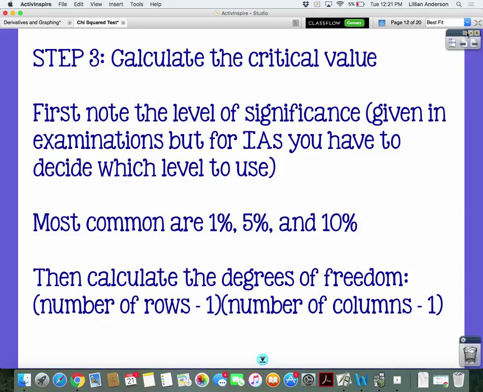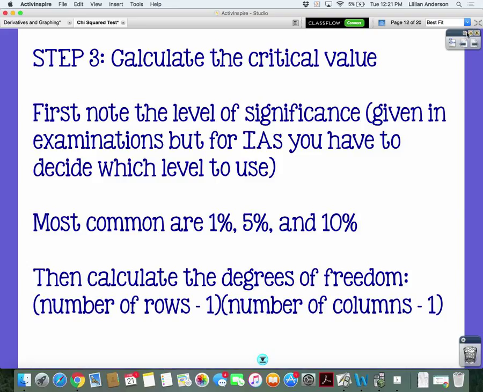Step 3. We're not done yet. You have to calculate the critical value. Okay? Now, to be honest, you'll only do step 3 in your IA. Okay? In examinations, it is given to you. Just like the level of significance is also given to you.